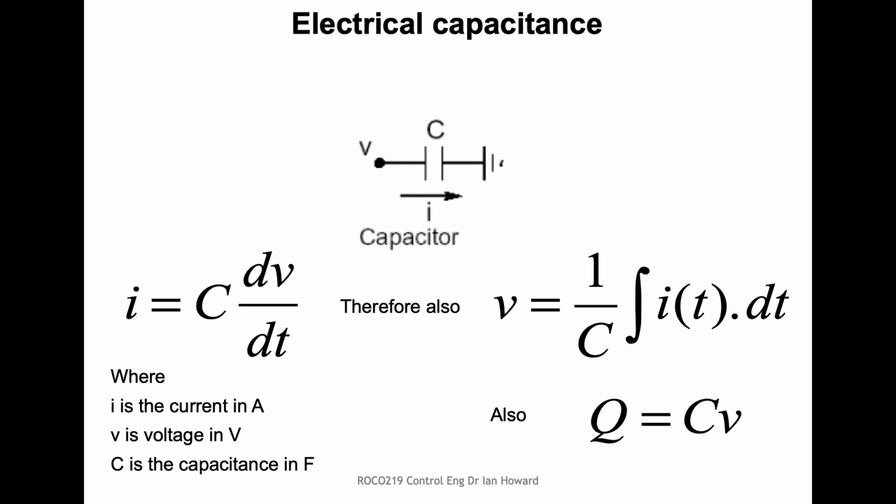We can also have the relation in terms of charge, Q equals the capacitance times the voltage. In fact, this comes directly from the integral form, since the integral of current over time is actually the charge that we've got in the system.